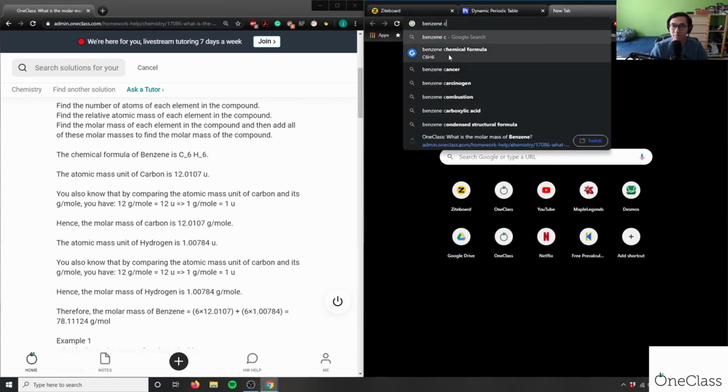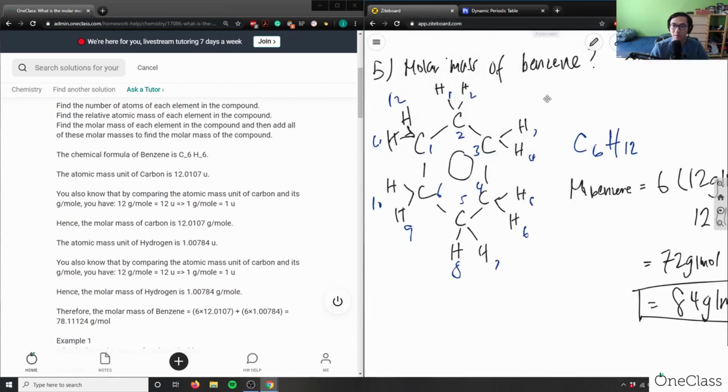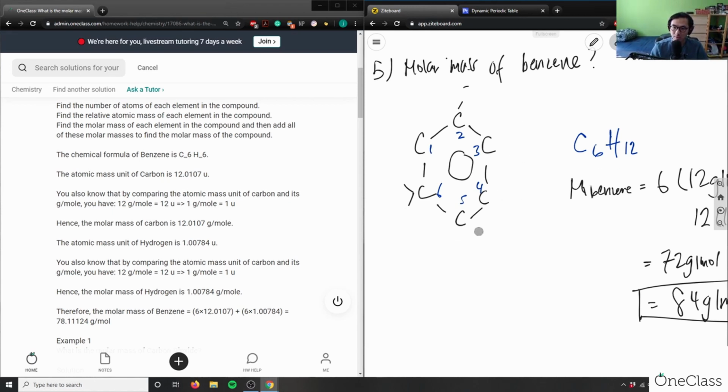Benzene, or it actually has benzene molar mass already. Or actually no, hold up. Benzene molar mass is C6H6. Oh, that's my bad. It's only bonded to 1 hydrogen? Oh, that's my fault. I guess my hydrogens are wrong. Sorry, I thought it's bonded to 2. Give me a second. Let me just check this. Yes. Okay, I know why.